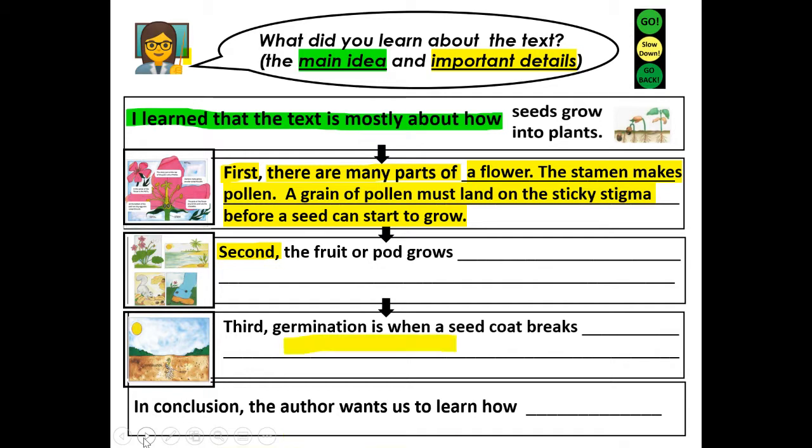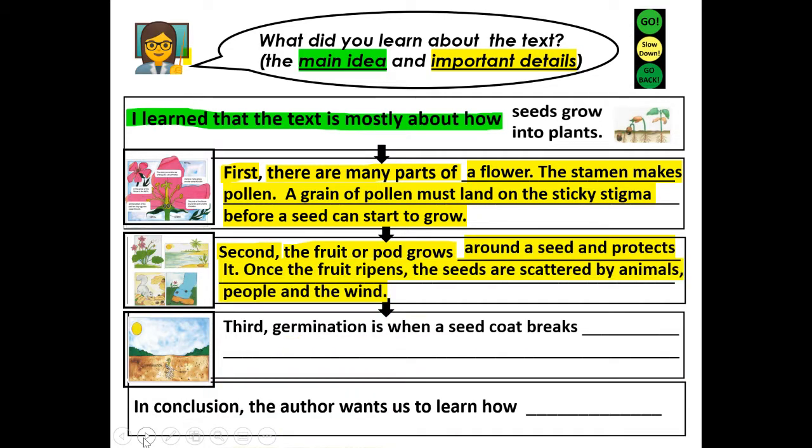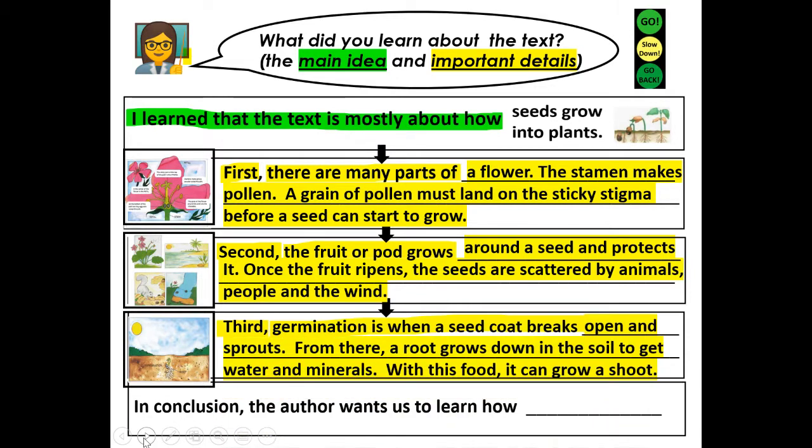Second, the fruit or pod grows around the seed and protects it. Once the fruit ripens, the seeds are scattered by animals, people, and the wind. You could also say water. Third, germination is when a seed coat breaks open and sprouts. From there, a root grows down in the soil to get water and minerals. With this food, it can grow a shoot.